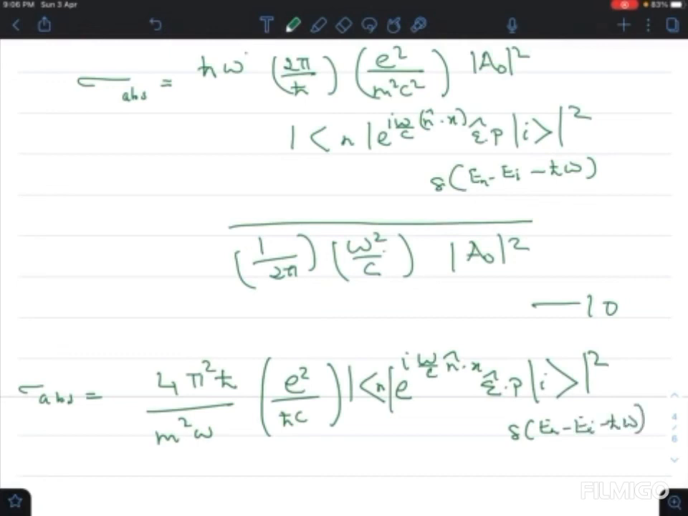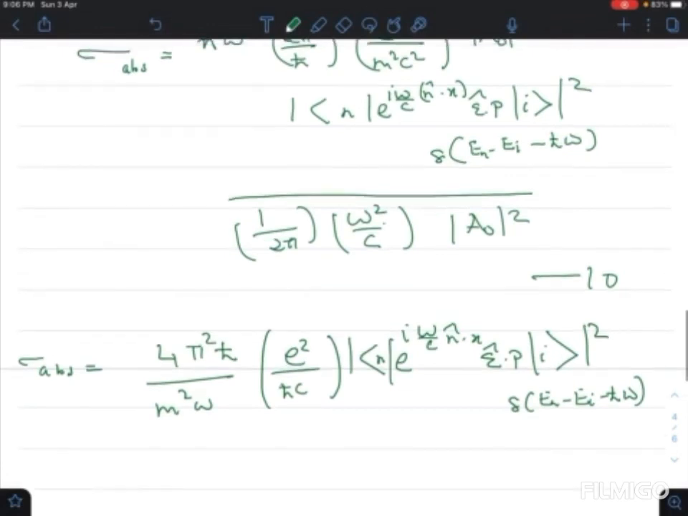So this is my absorption cross section. Okay, so this is an absorption cross section of a monochromatic light, which we have considered a monochromatic field of the plane wave. Okay, thank you all.